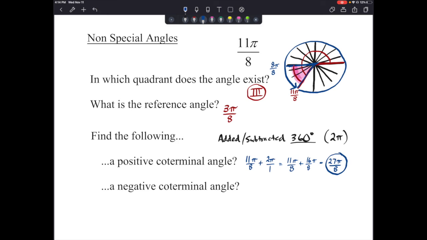A negative coterminal angle, we're just going to take it and we're going to subtract. So from 11 pi eighths, when we go around this way, we should end up back at 0 right here. So then if we keep going all the way back around, we'd end up at some sort of negative angle. So we'll say 11 pi over 8 minus 2 pi, and again, that's the same thing as 16 pi eighths, so 11 pi over 8 minus 16 pi over 8 should give us a negative 5 pi over 8. So that is our negative coterminal angle.